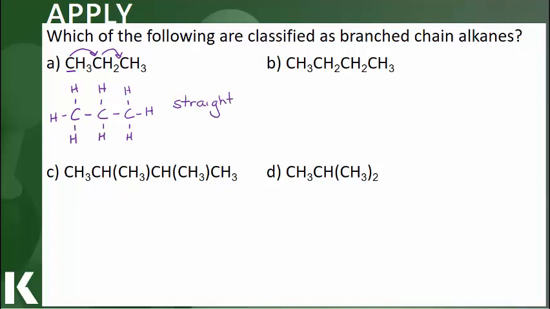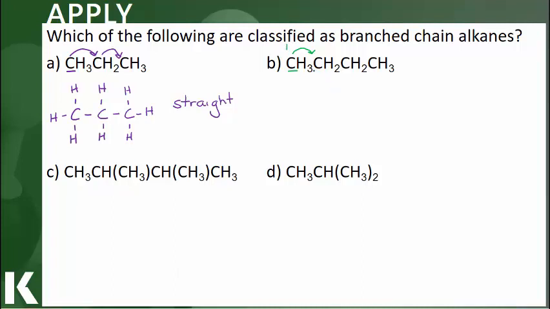Now, the other thing that we can do to identify a branched chain alkane is to just analyze the formula, and that's what we'll do for B. So let's start with this carbon on the left. It is attached to 1 other carbon. We'll note here we have 1 carbon attached to our first carbon.